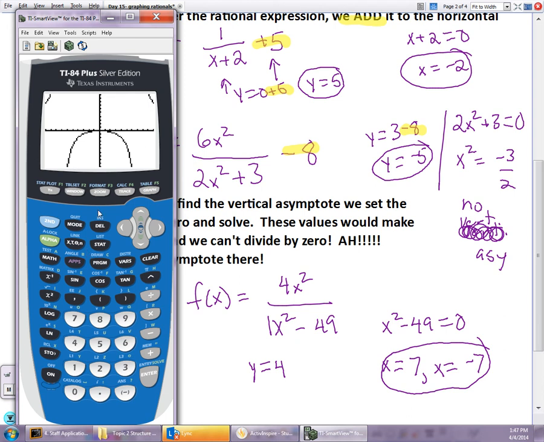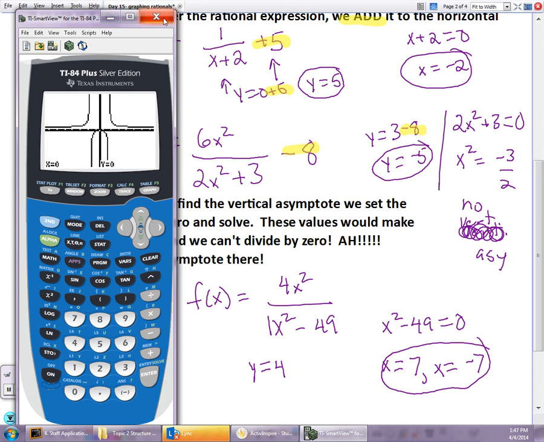Now, don't do this because it'll mess up your settings, but I'm going to do it just for fun. I'm going to zoom out. So you can see, zoop, there it goes. There is asymptote at negative 7, there it is at positive 7, and there it is at 4. And again, you can always go look at your table if you have access to your calculator. Key phrase there, if you have access to your calculator.